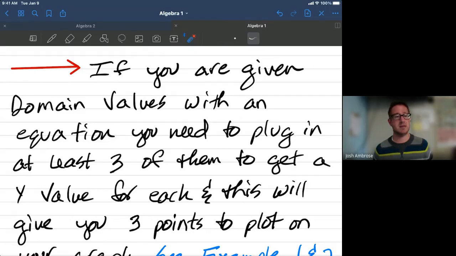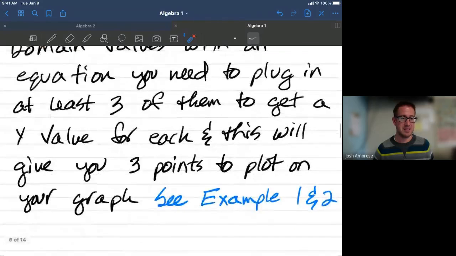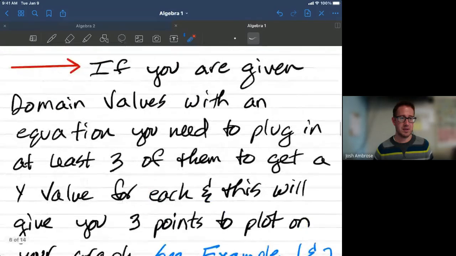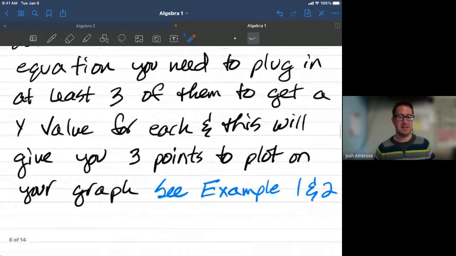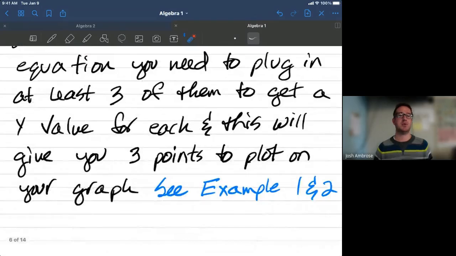Given domains, you have to do at least 3 domains, okay? You're going to plot these points. So go ahead and take the time right now to read this, pause the video, do what you need to do to copy that down. Okay, take that time. And then you're going to see that everything related to this note, you're going to find in example 1 and example 2.